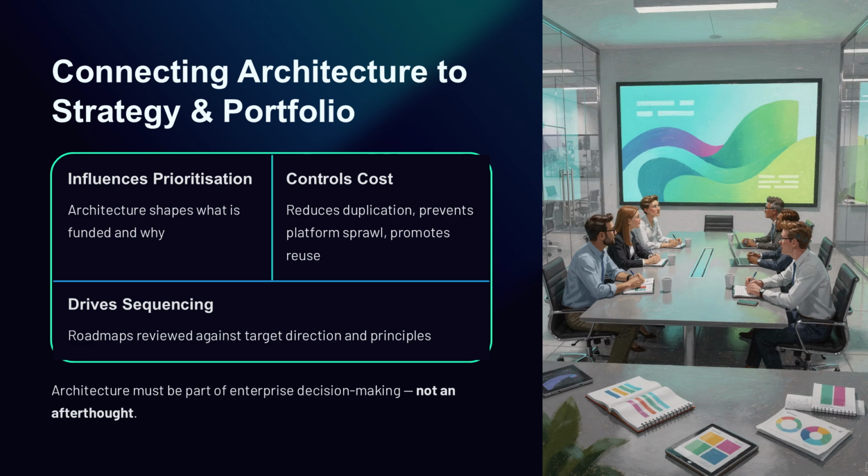You establish how architecture engages with portfolio planning, how roadmaps are reviewed, and how major initiatives align to target direction and principles. This alignment makes architecture a business discipline because it shapes what is funded and why. It also controls cost because it reduces duplication, prevents unplanned platform sprawl, and promotes reuse. In the preliminary phase, you are positioning architecture as part of enterprise decision making, not as an afterthought that appears once delivery is already underway.